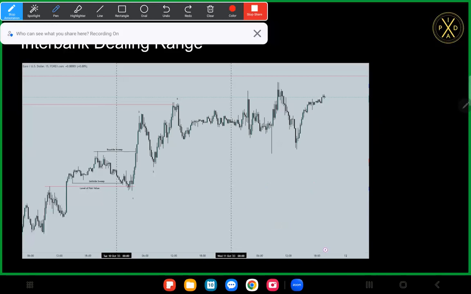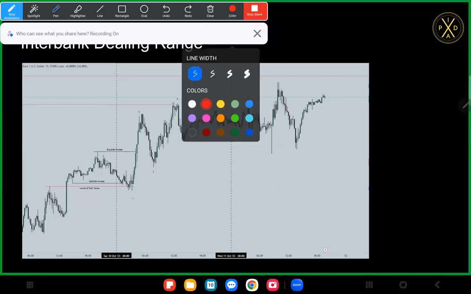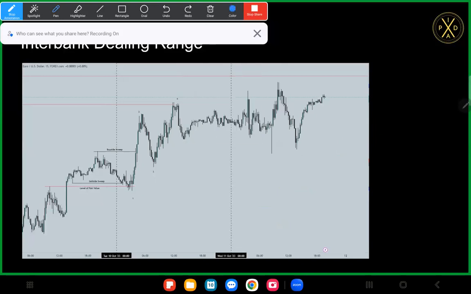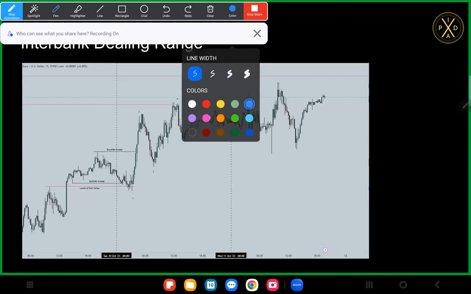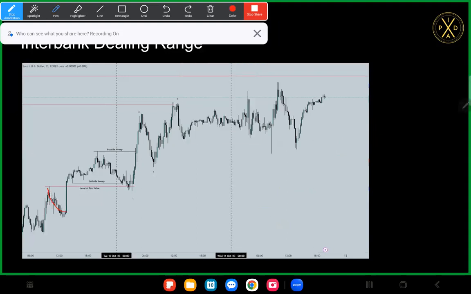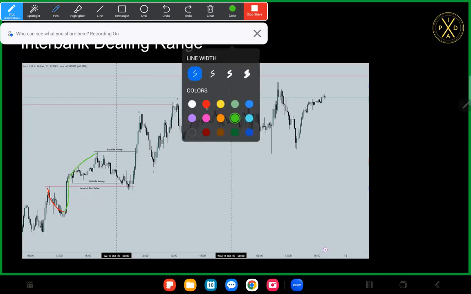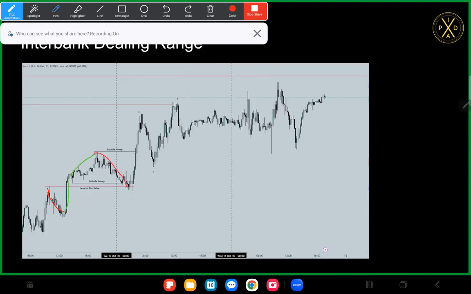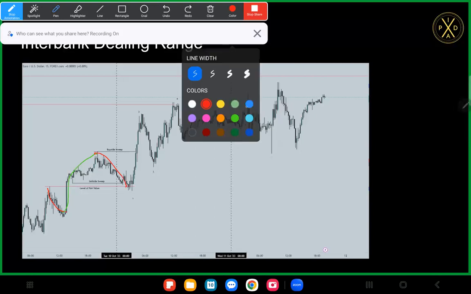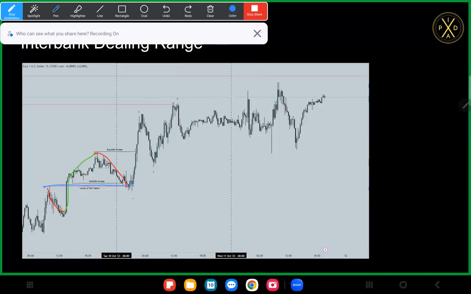And then you can see this playing out right here. So let's interpret what's happening here through the lens of efficient delivery, fair value, and the interbank dealing range, right? So we have sell side delivery, we have buy side delivery, right, all the way up to here. And then now we have sell side delivery over till here again. All right, so this is a picture perfect example because it stops right at that level.